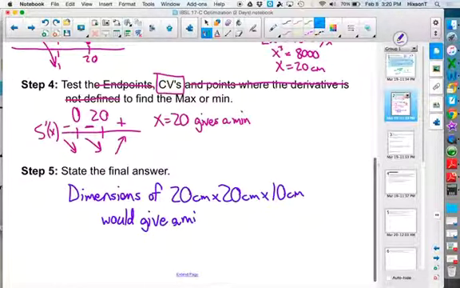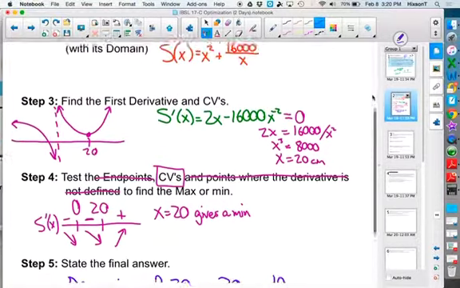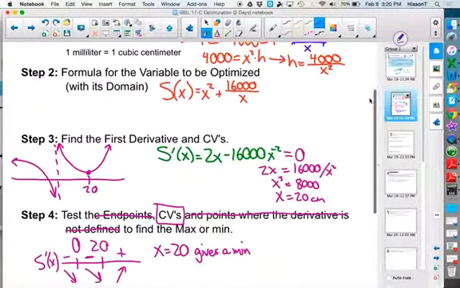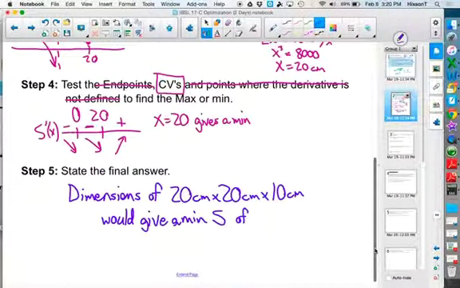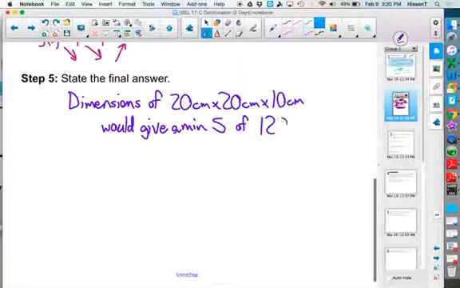That would give a minimum surface area of, and now you go back and plug it into your original function. 20 squared is 400. 16,000 divided by 20 is 800. So our minimum surface area is 1,200 square centimeters.